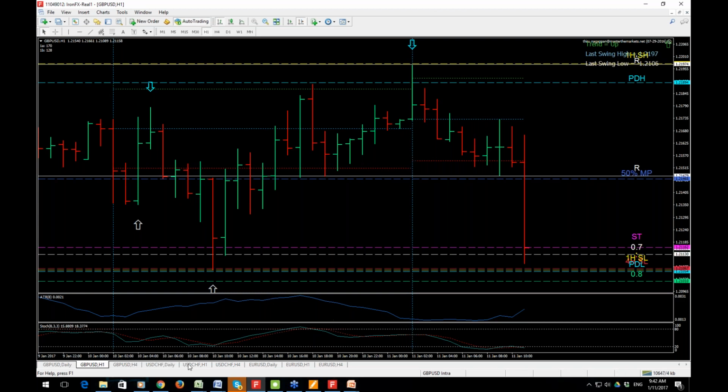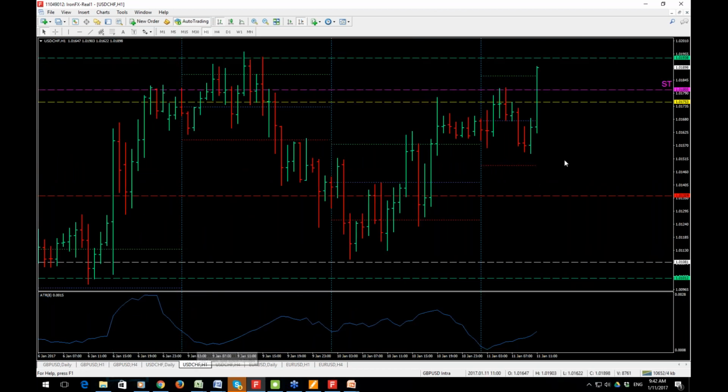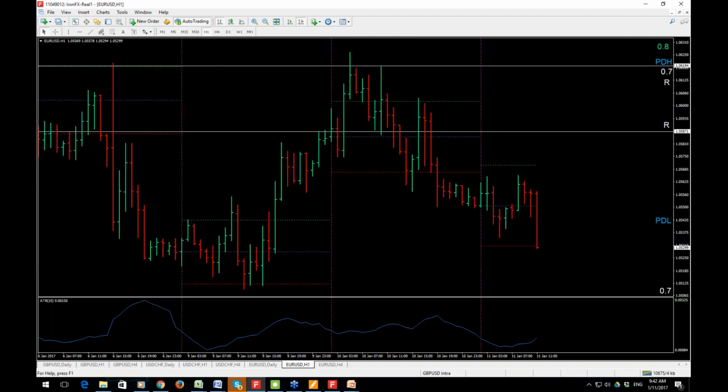Now the next one over here is dollar Swiss. Dollar Swiss is going really nice in our favor. We will see how far it is to our target, as we have certain rule points over here. Euro dollar is also going in our favor.